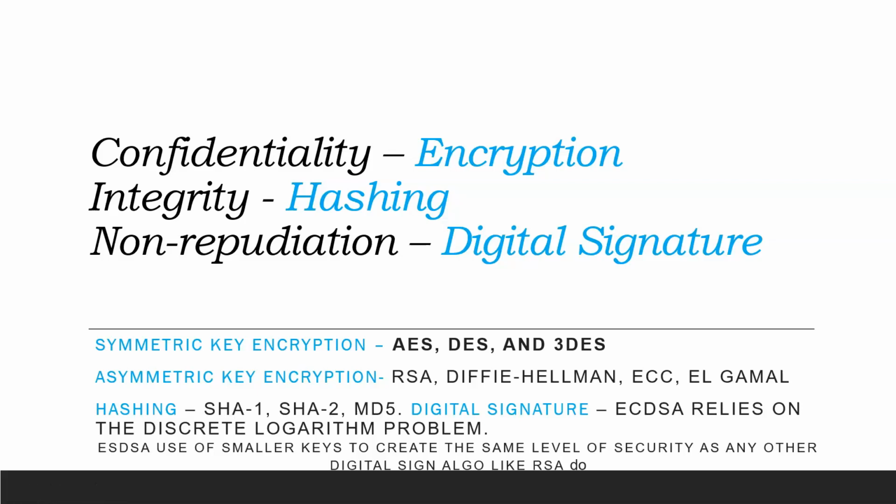Now we just see the digital signature also. We have seen that a digital signature needs the private key of the sender. All the asymmetric key algorithms can be used as digital signature algorithms, but there is ECDSA, Elliptic Curve Digital Signature Algorithm, which is only used for digital signature. It is not used for any other purpose, like confidentiality or integrity. It relies on the discrete logarithm problem, and it uses a smaller key to create the same level of security as any other digital signature algorithm like RSA.